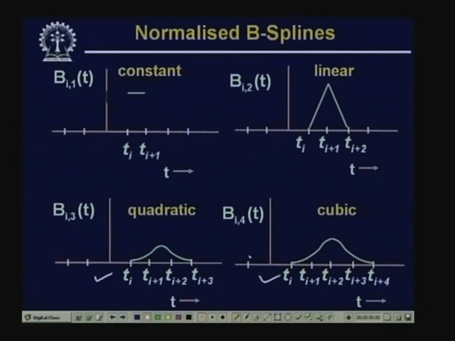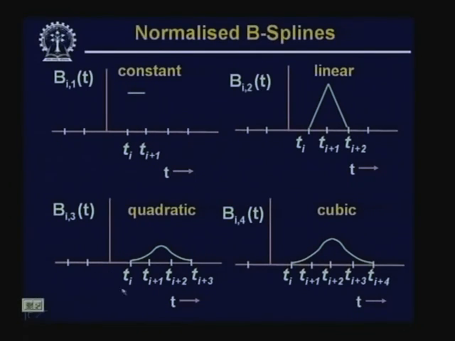And here you find that the region of support for this cubic function is 5 points, for the quadratic function is 4 points, for the linear B-spline is 3 points, whereas the region of support for the B-spline of order 1 is only 2 points. So, in all the cases the region of support is finite. Now, let us see how we can go for interpolation using these B-splines.